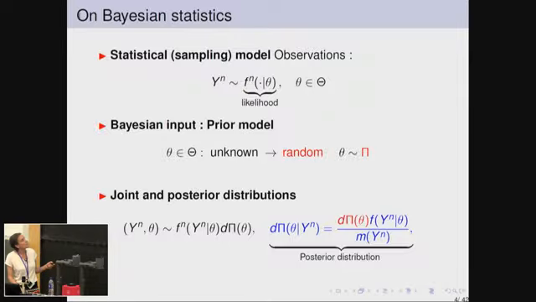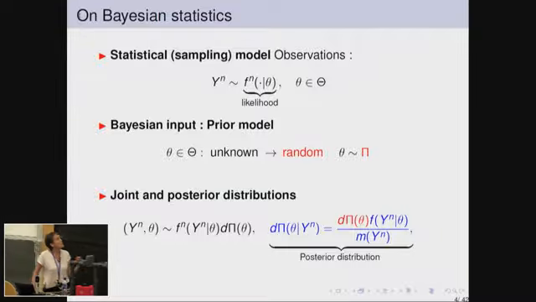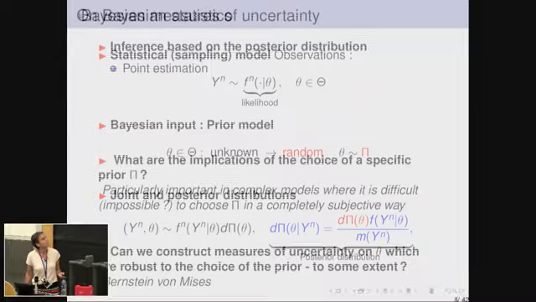So the posterior distribution, the conditional distribution of theta given y, is proportional to the prior times the likelihood. And as you all know, when you do Bayesian inference, this posterior distribution drives the whole story. If you understand the posterior distribution, then you understand a lot of things. And that's the aim of the game.